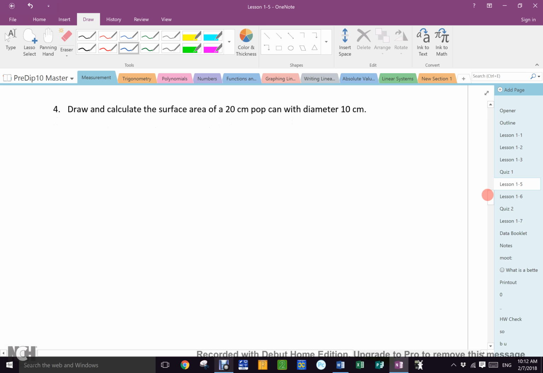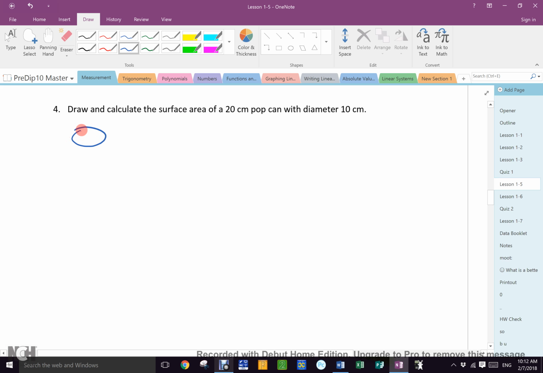All right. Number 4. Draw and calculate the surface area of a 20 centimeter soft drink container. See what I did there? Yeah. Excellent. It's going to be 33 centiliters. What is that in millimeters? 330. All right. So, what shape is a pop can?